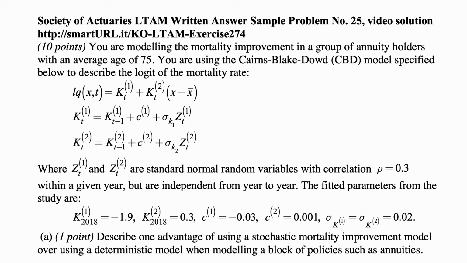You are modeling the mortality improvement in a group of annuity holders with an average age of 75. Now remember that mortality improvement stands for mortality declining, so it's really longevity improvement for people whom we are studying. So just remember that that's the meaning of it, that mortality is improving when there's less and less of it over time. For people of the same age, you have probability of dying declining. That's the nature of mortality improvement.